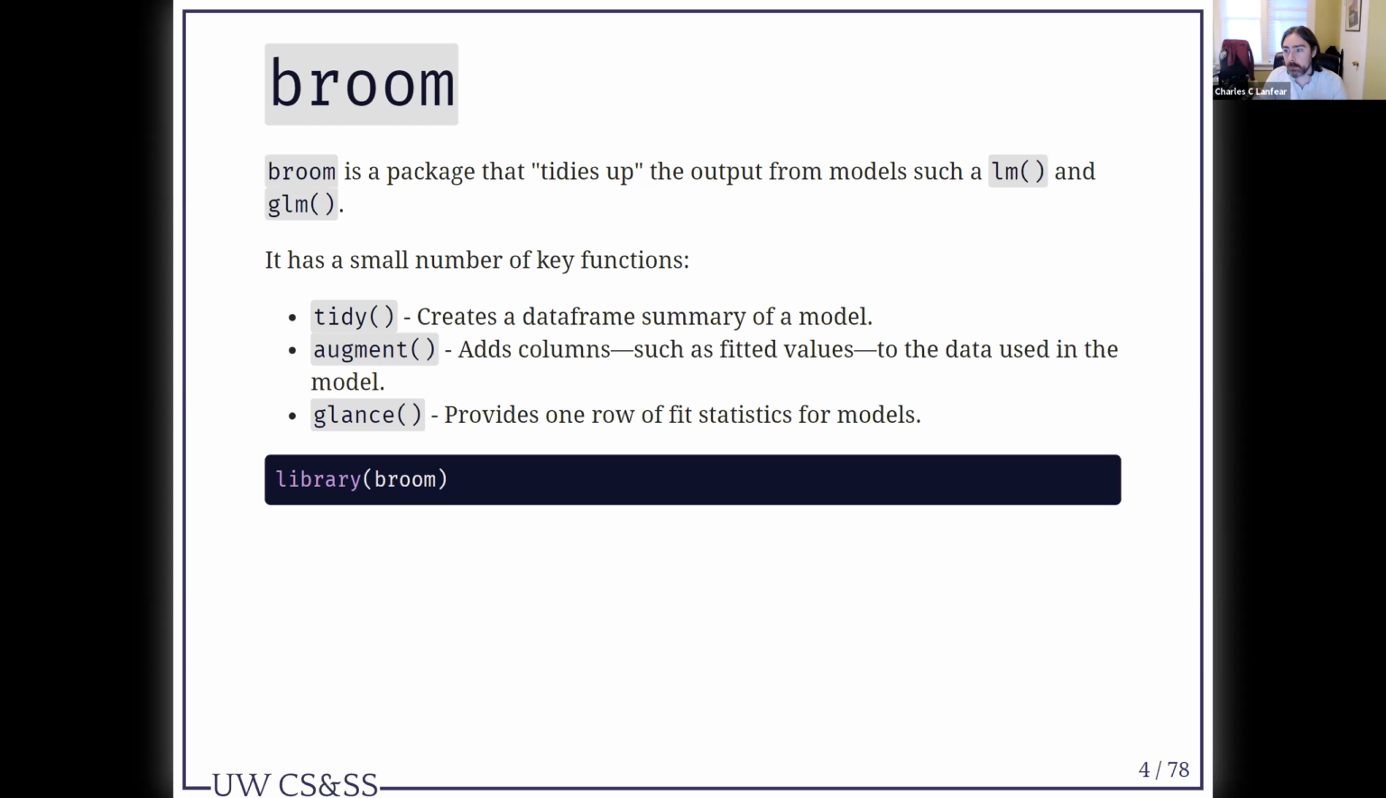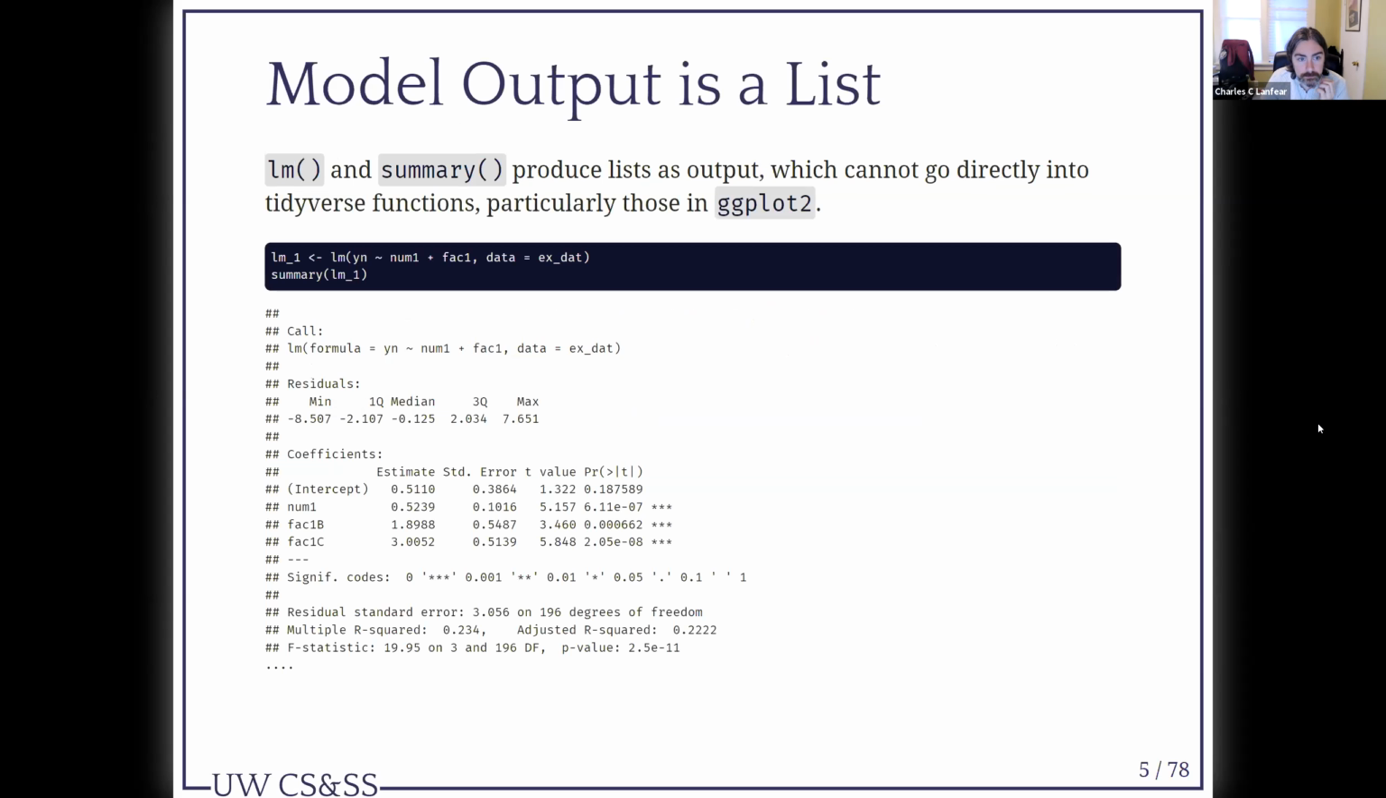Okay, so broom, like every other package, you load it up as library(broom). As I was saying here, functions like lm, glm, lme4 functions like lmer, glmer, all these kinds of things, they produce a list as their output. So if I run an lm or I run summary on an lm, it's going to spit out a list. It's going to look something like this.